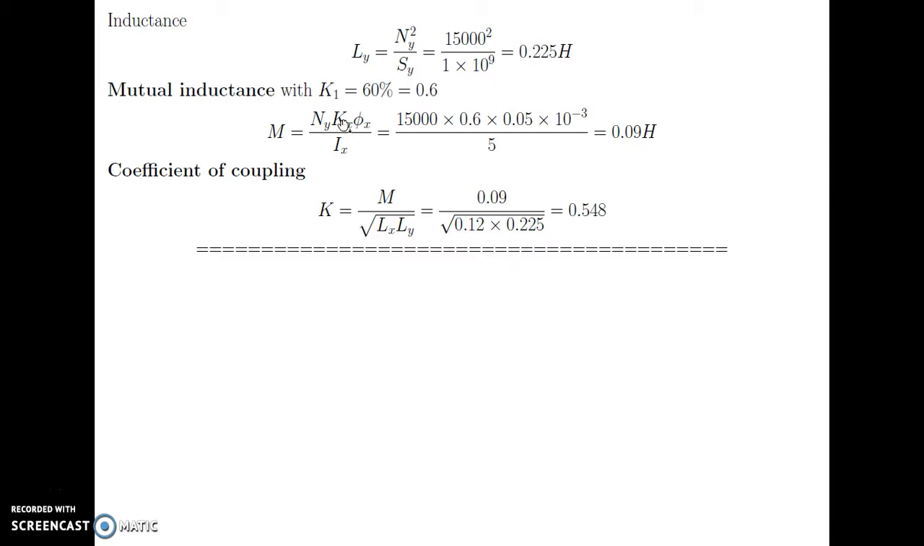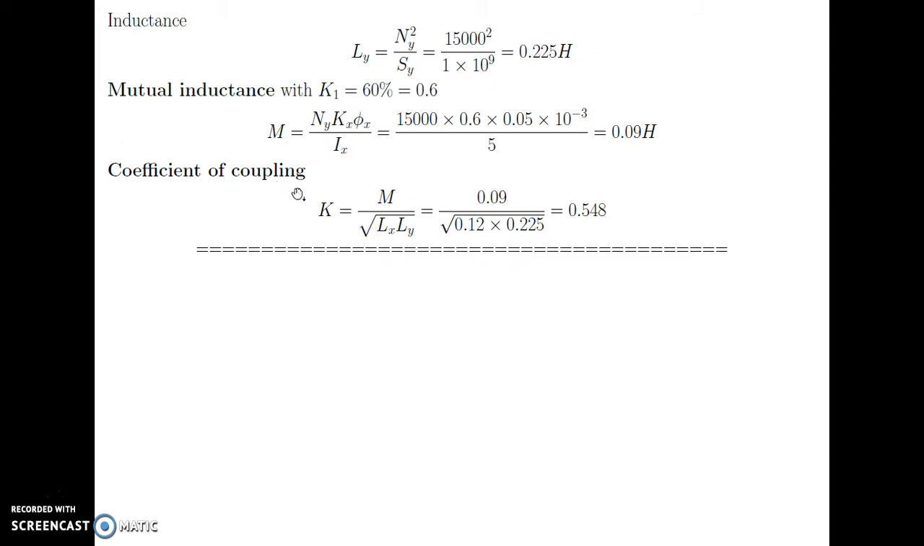So Ny into phi Y upon Ix, but phi Y is equal to Kx into phi X, that is the flux linkage of coil 1 with coil 2. So 15,000 into 0.6 into 0.05 into 10 raised to minus 3 divided by 5 gives me 0.09 ampere.